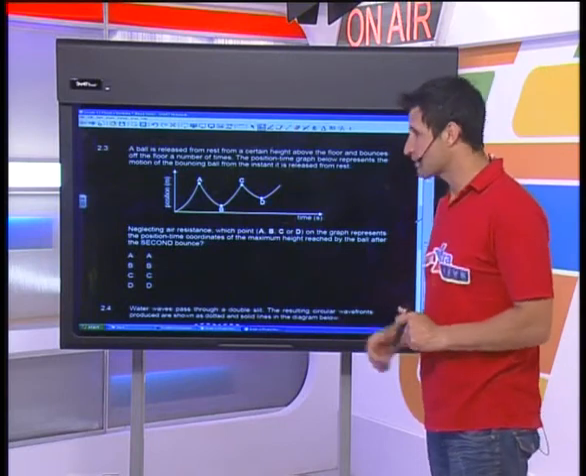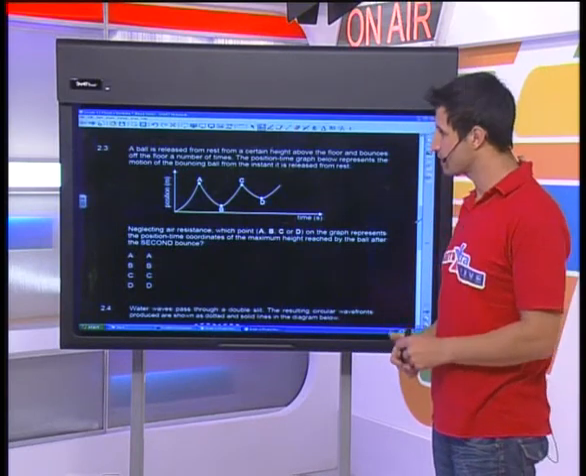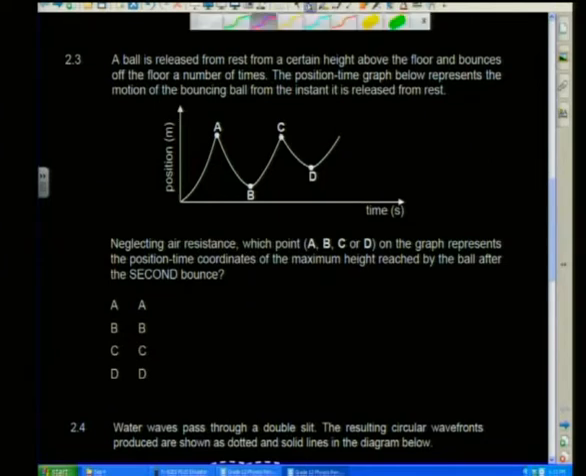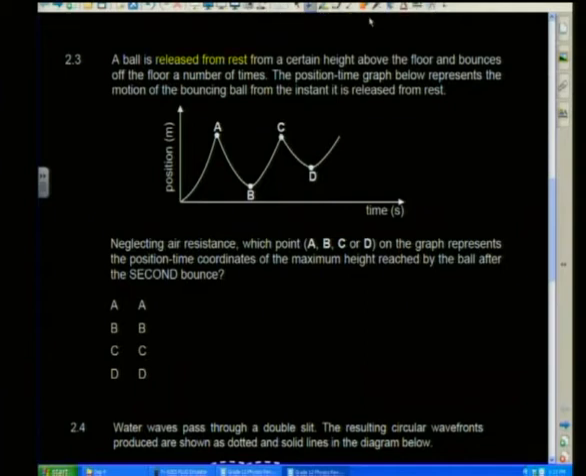Okay, now comes along a really weird graph. I'm pretty sure that the students kind of freaked out a little bit when they saw this graph at first, but it's actually easier than we think. Slow down, breathe, let's start reading together. So a ball is released from rest. I know that initially this object is being released from rest, from a certain height above the floor. And then it bounces off the floor a number of times. The position time graph below represents the motion of the bouncing ball from the instant it is released from rest.